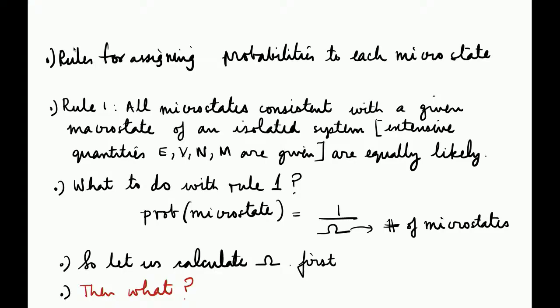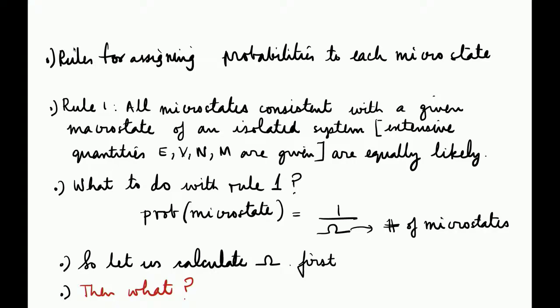For such a system, all microstates that have a given E, given V, given N, given M will have equal probability. That is what you should state as a hypothesis or rule number 1. So, let me state again, all the states consistent with a given macrostate are equally likely.